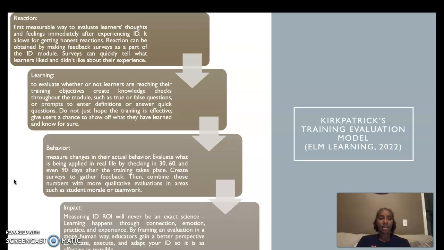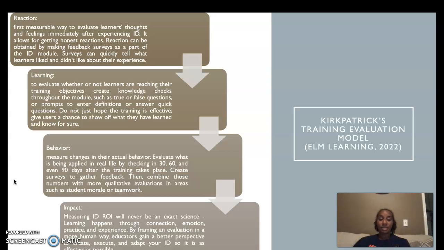Now, the first is reaction. It's the first measurable way to evaluate learners' thoughts and feelings immediately after experiencing instructional design and curriculum. It allows for getting honest reactions. Reactions can be obtained by making feedback surveys part of the instructional design module. Surveys can quickly tell what learners liked and didn't like about their experience.